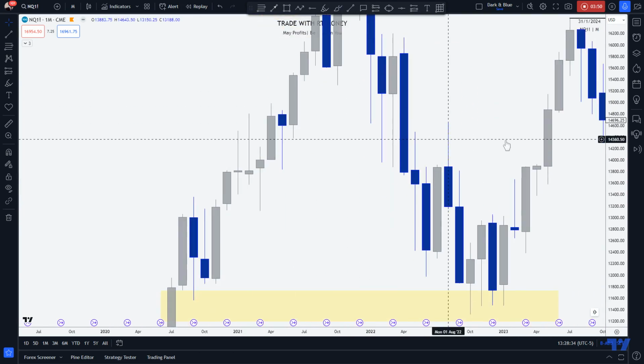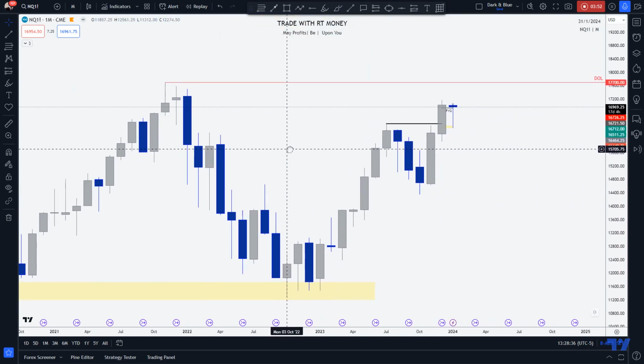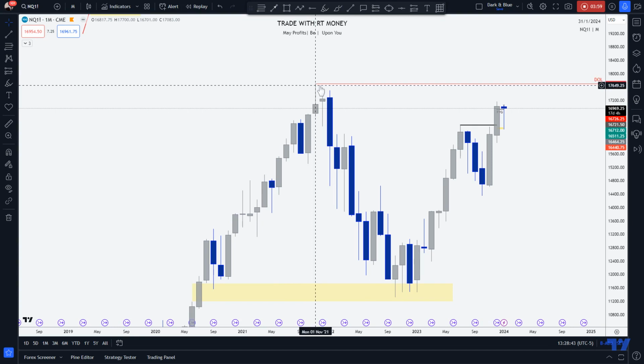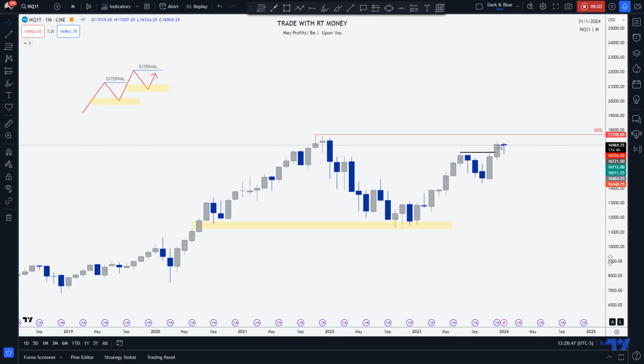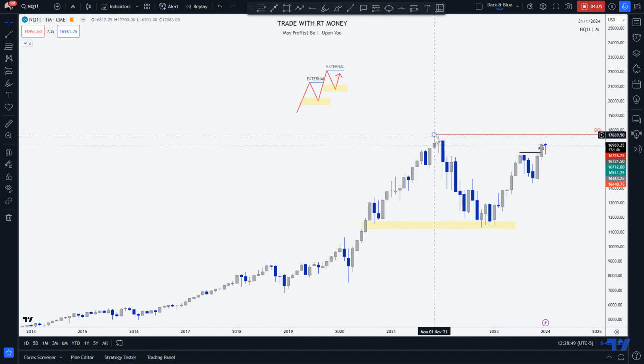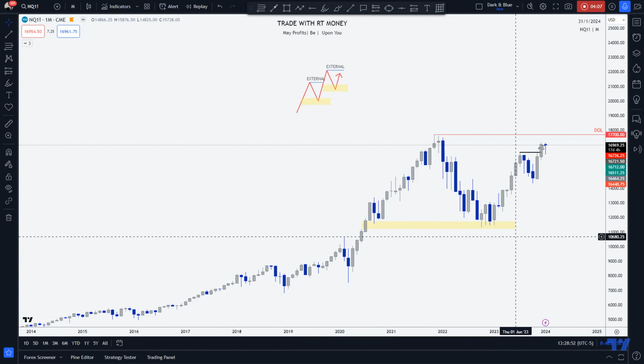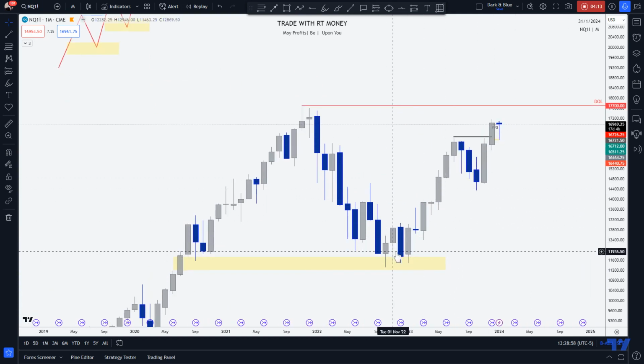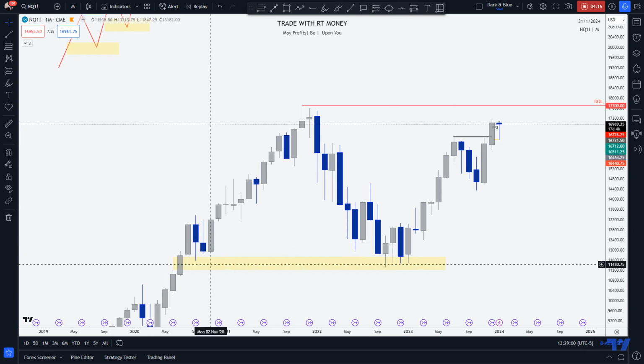Because it's playing out right here. Where are we now? This is the draw on liquidity, and it is a previous high. It happens to be an all-time high right here at 17,700. And we've already reached an internal target, this PD array here.